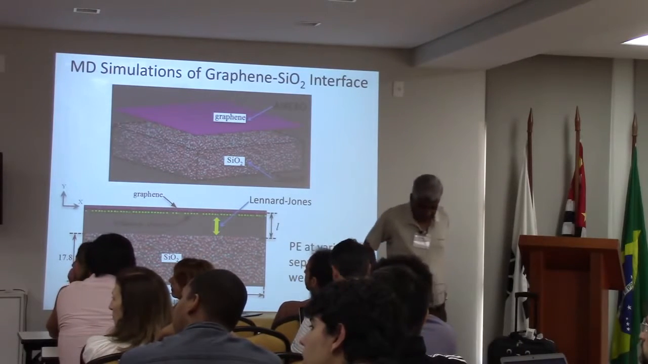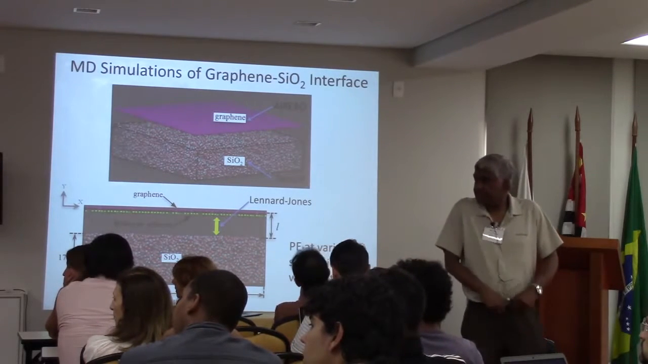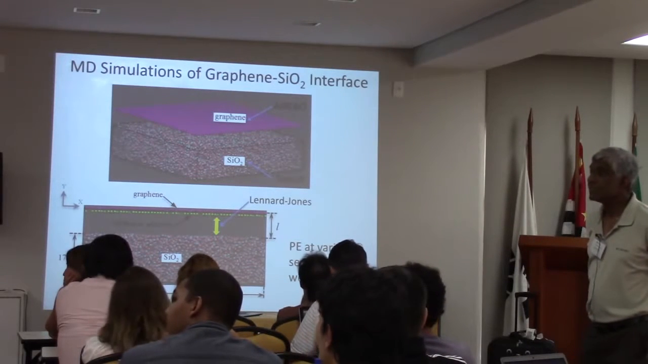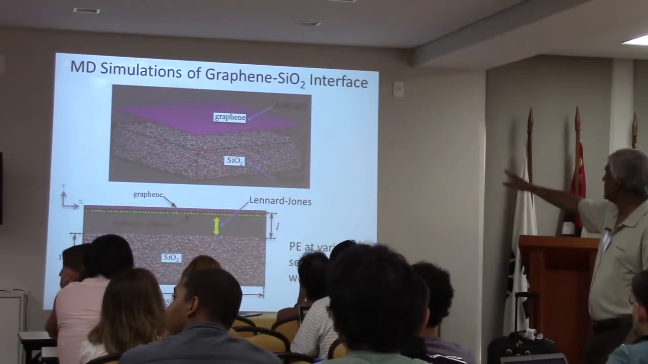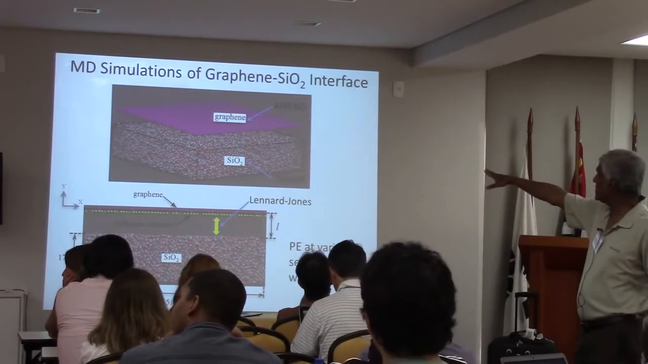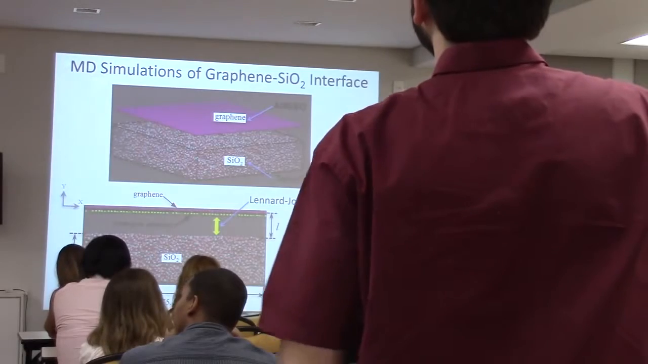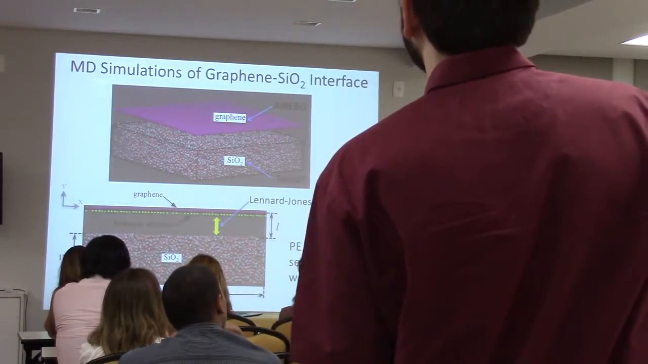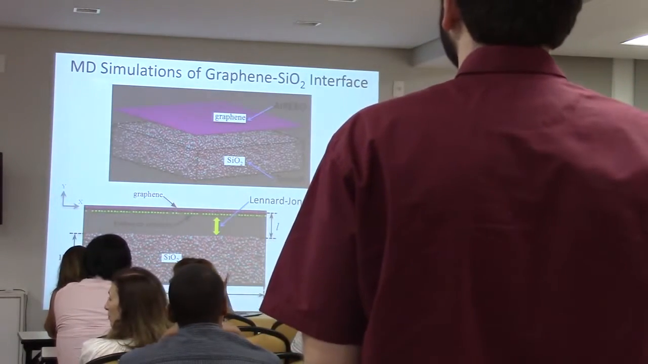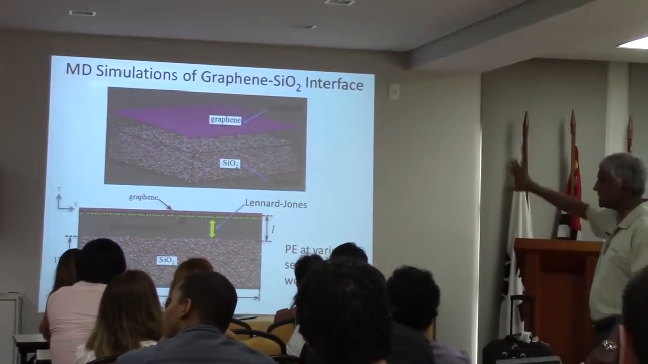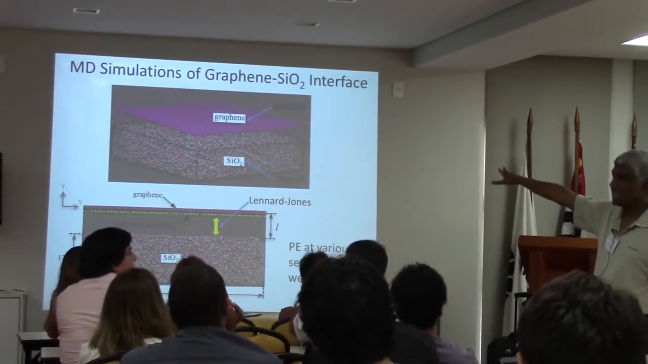And the interaction between graphene and silicon oxide is simple van der Waals forces, from the atomistic level. Yeah, from the atomistic. So we are not using any approximation.